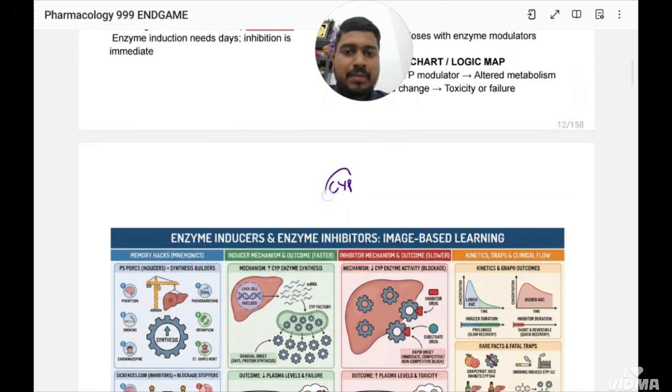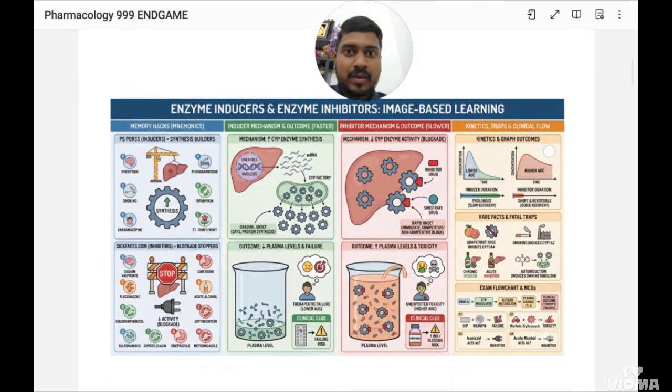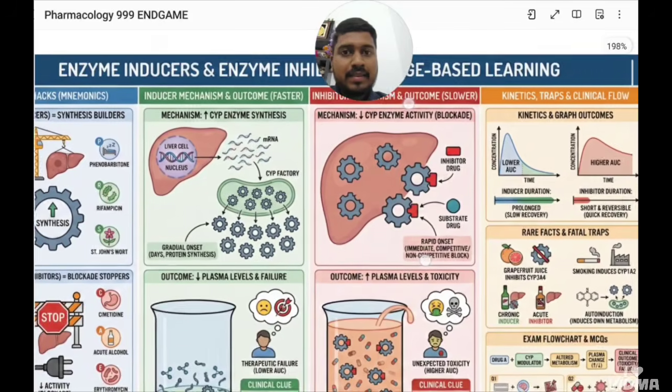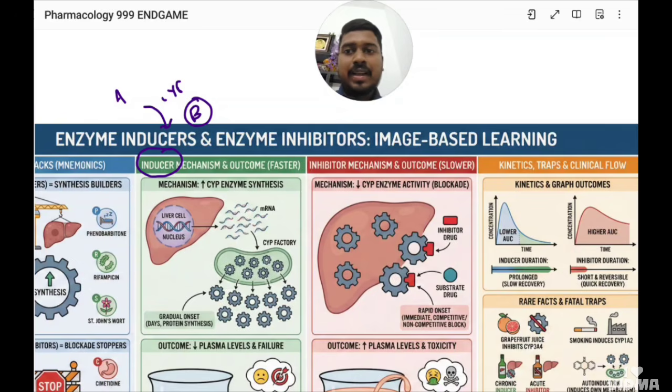These are nothing but CYP, that is cytochrome P enzymes. There are various types of CYPs. The most common we have seen, CYP450, is the most common enzyme involved in drug metabolism. There are some drugs which are enzyme inducers, meaning drug A induces metabolism of drug B by induction of CYP enzymes. That you have to understand.